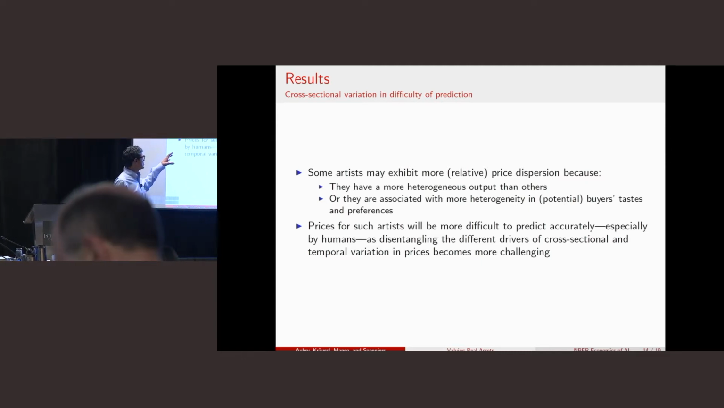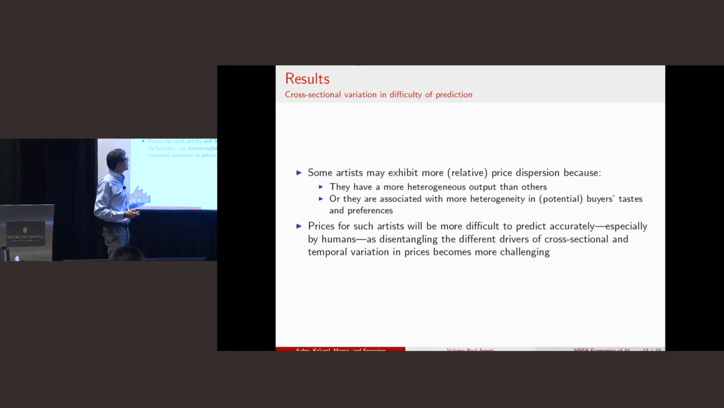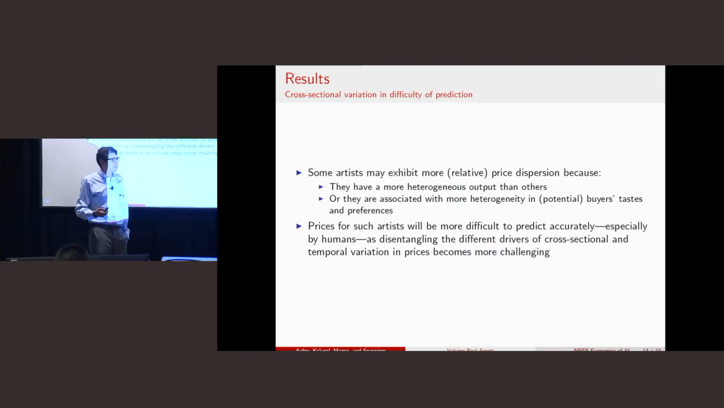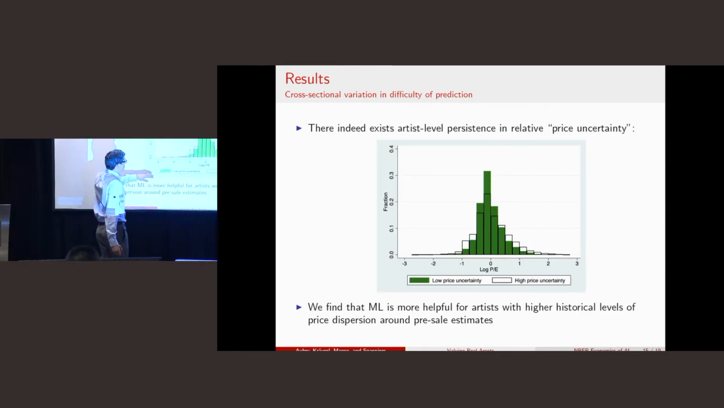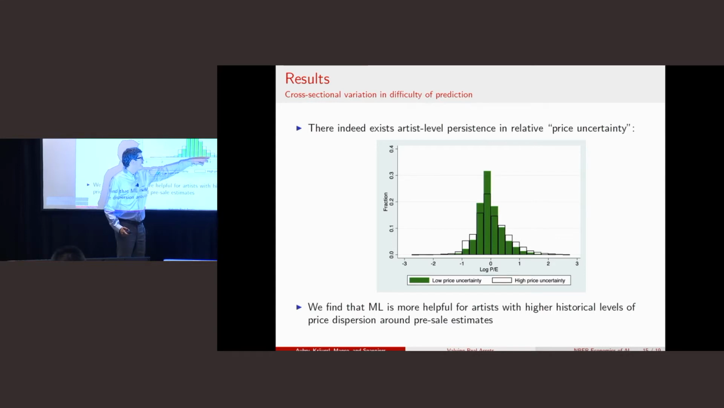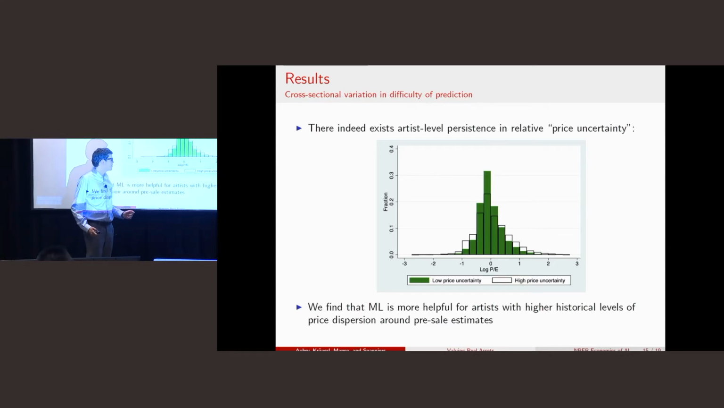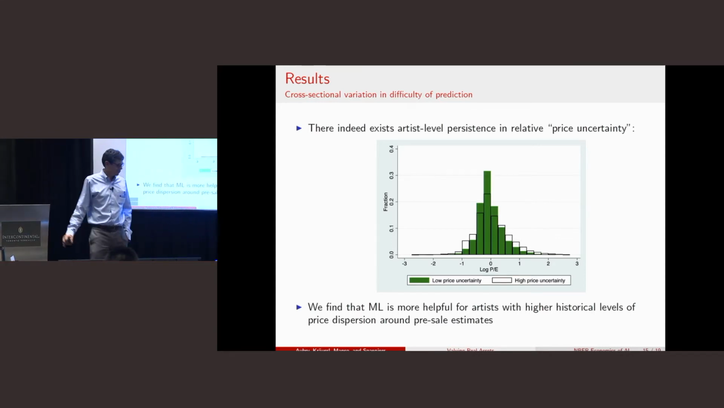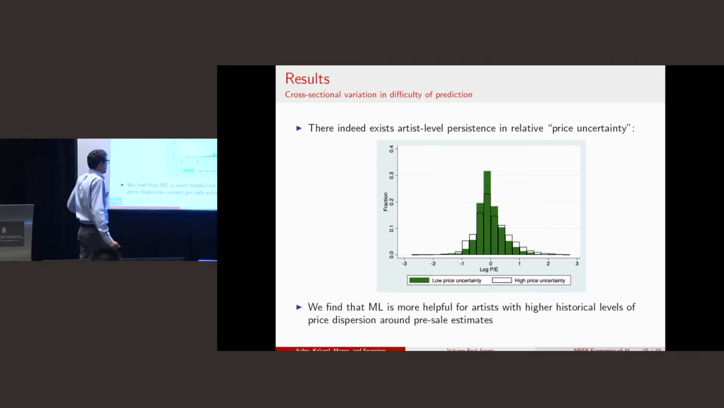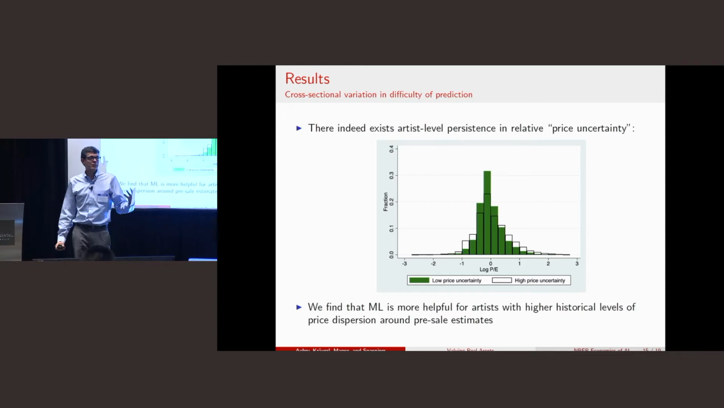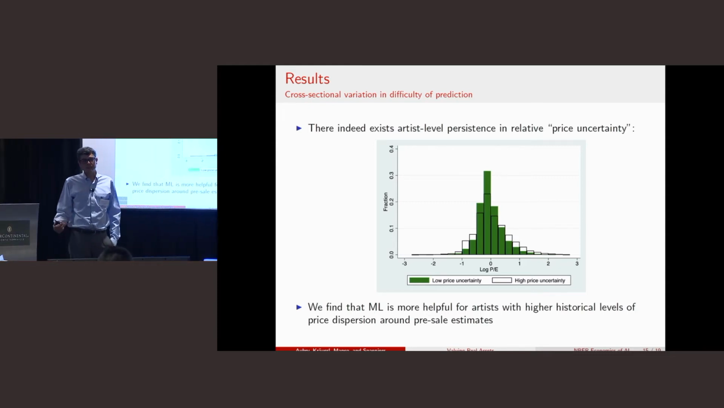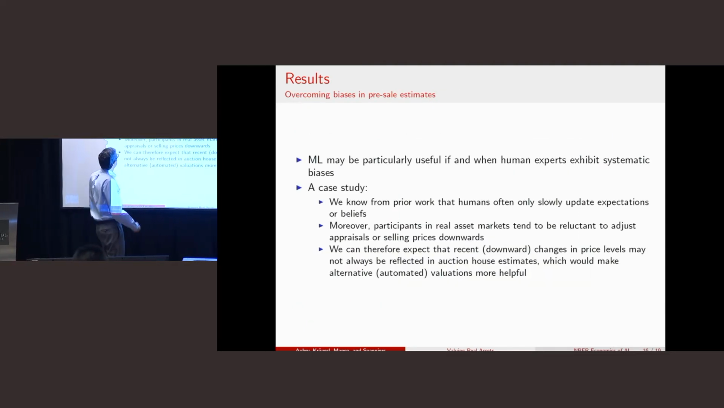Now, this is for the overall, but we can look cross-sectionally if there are particular subsets where the machine learning is particularly useful. When we look at artists for which there is high price uncertainty versus low price uncertainty, we find that the machine learning is particularly helpful for artists for which there is a lot of volatility. There is a lot of uncertainty about the price at which they're going to sell.